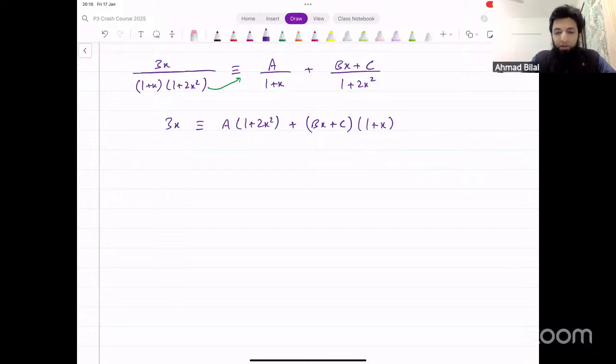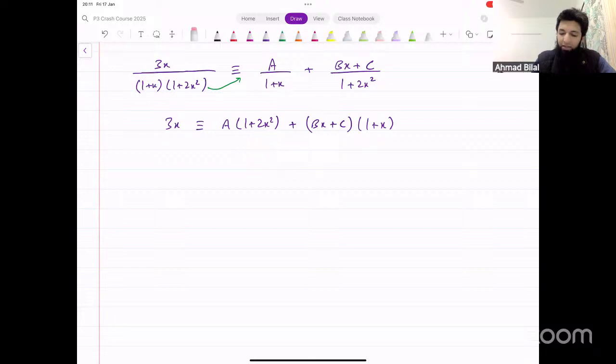Now we need to think of some values of x that we can input, using which we can find the values of A, B, and C somehow. This is the first bracket. Can we make this bracket 0 somehow? 1 plus 2x squared equal to 0. Well, we don't get any value of x from that because x squared is equal to minus 1 over 2. That does not give us anything. So the first bracket cannot be made 0.